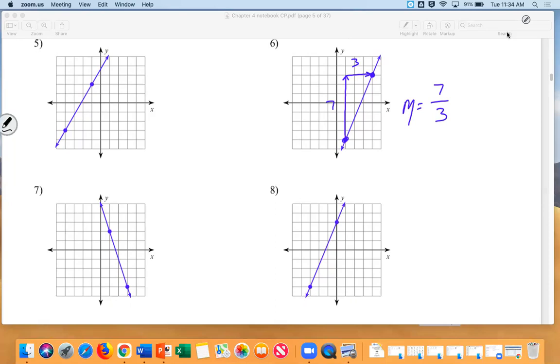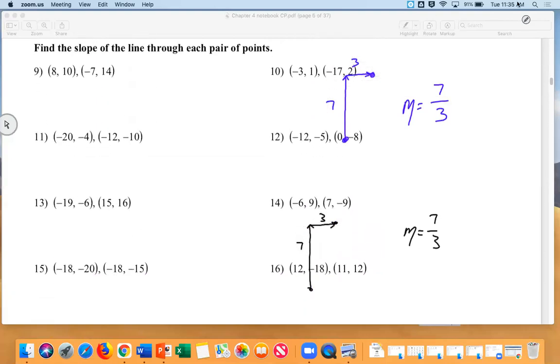Let me do another one. Which one do you want me to do? 8. All right. It goes up 1, 2, 3, 4, 5, 6, 7. 7/3. Huh, look at that. Not too hard. There you go. Any questions? No, we're pretty all right with these. All right, for the harder ones.